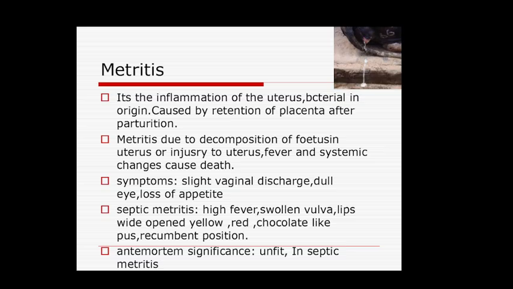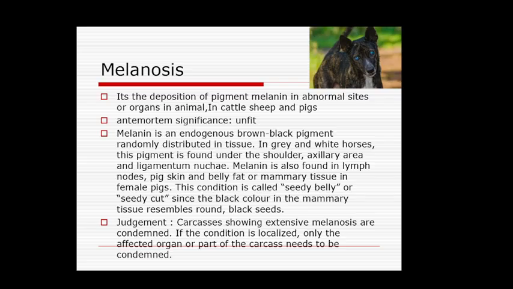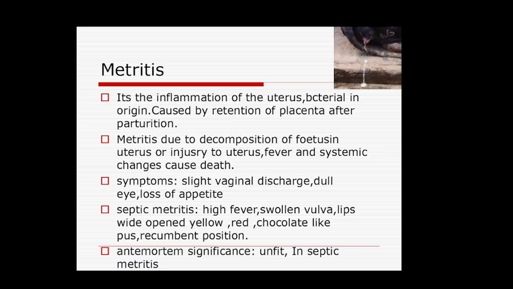Then we have metritis. Metritis is inflammation of the uterus. As we said in melanosis, carcasses showing extensive melanosis are condemned, but in metritis it is unfit. Here you can see a photo of a metritis affected uterus of an animal. So metritis is due to decomposition of fetus in the uterus and injury to the uterus.